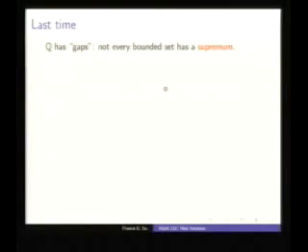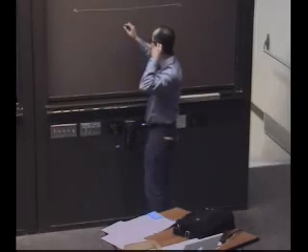And it was motivated by noticing that the rational numbers, we know the rational numbers are ordered, they have an arithmetic, but there are gaps. Okay? In particular, not every bounded set has a supremum. So, for instance, we think about the rational numbers as being ordered on a line.